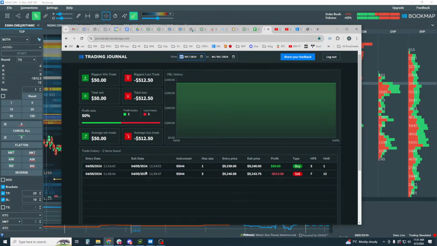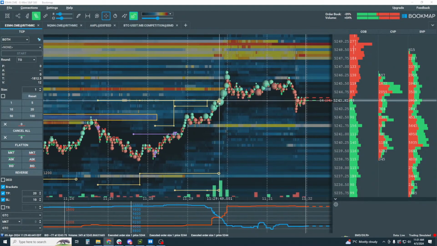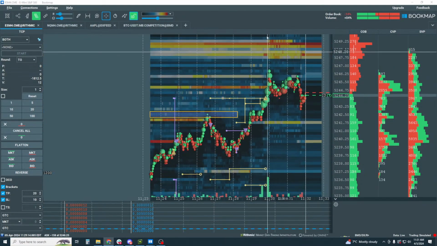But anyway, the one that we just had with the max size 3 gives our entry, exit, profit or loss, what type it was, and then maximum favorable, maximum adverse excursions here. So it went 7 in our favor and then 12 against us, before we exited the position. So our 12 was up here, basically.